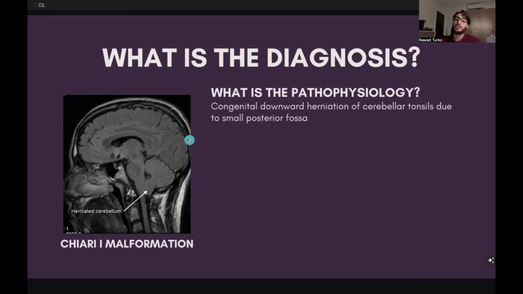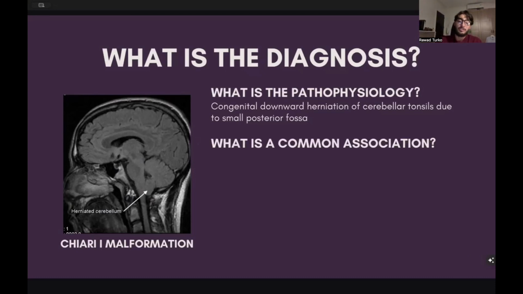So what's the pathophysiology? It's the congenital downward herniation of cerebellar tonsils due to a small posterior fossa. So this is here, the posterior fossa. Usually there's a lot of space here for things to fit all together. If it's very compressed in there, then things like, for example, a lumbar puncture, which is going to relieve a little bit of pressure from the spinal cord, is going to cause a herniation of the cerebellar tonsils, because of this pressure difference, there's not enough space for them in the posterior fossa, so they're going to herniate downwards.